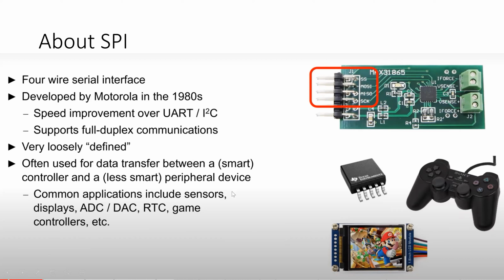As I have already told before, the common applications of SPI are like we're going to connect displays like this 1.8-inch LED module with the microcontroller, and analog to digital converters, digital to analog converters, real-time clocks, gaming controllers, etc. So this is the real-time application of SPI where we are using that.